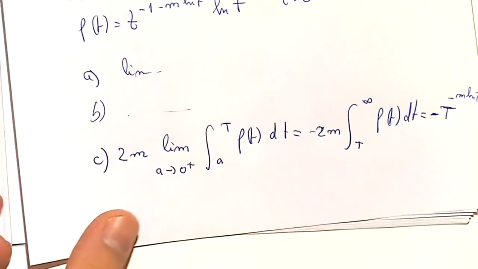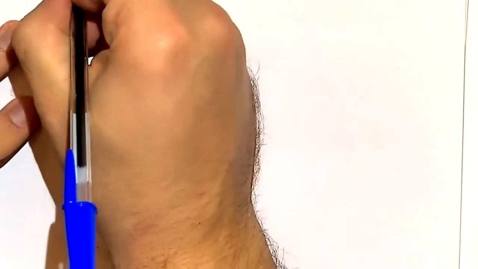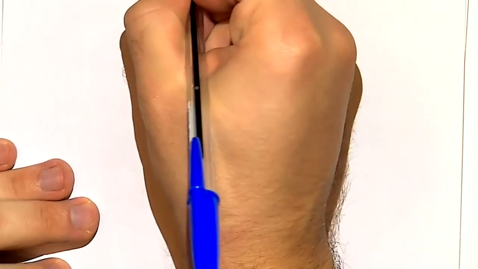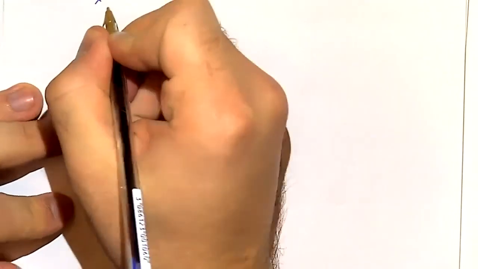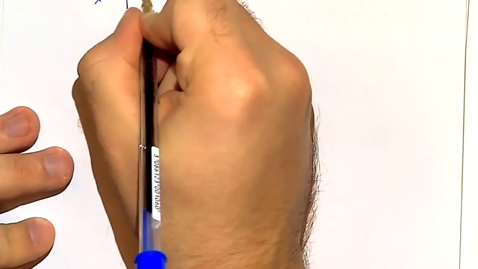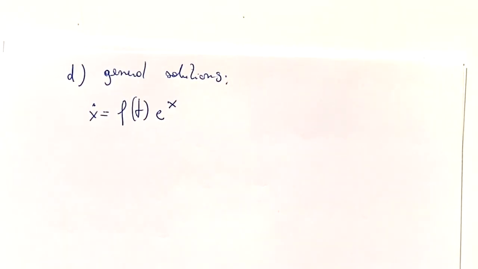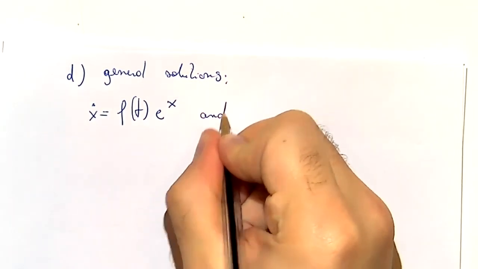Now, in point D, which is the thing we're going to try to solve or do as much as we can as fast as possible, you're asked for the general solutions to the following differential equations. And you have x dot is equal to f of t e to the power of x. Oh, sorry about that. Yeah, you have to show this, and then they give you a linear equation as well.